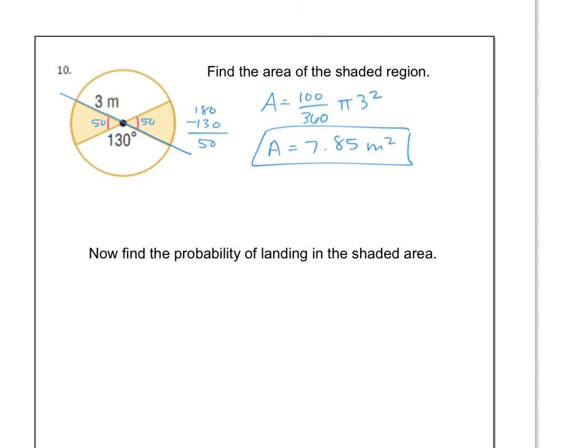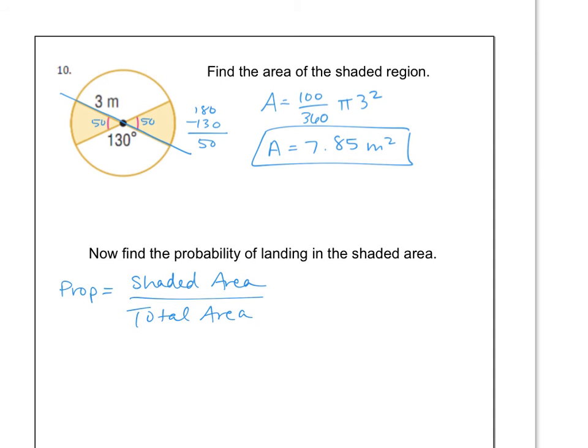Now the second part of the question says, now find the probability of landing in the shaded area. So that means, if this was a dartboard and I was throwing a dart and it landed somewhere in that circle, what's the probability that it lands in the shaded sector? To find the probability, you take the shaded area and you divide by the total area.